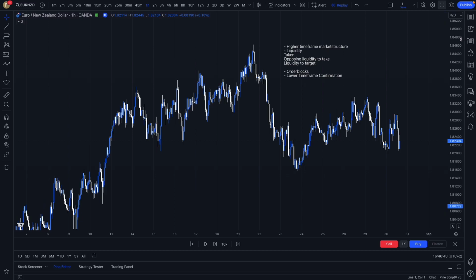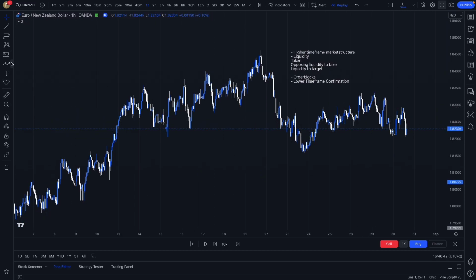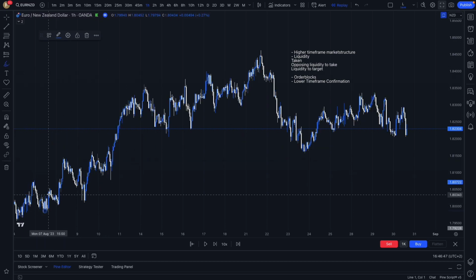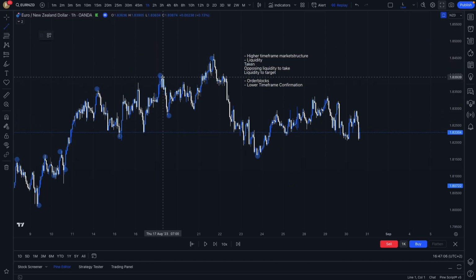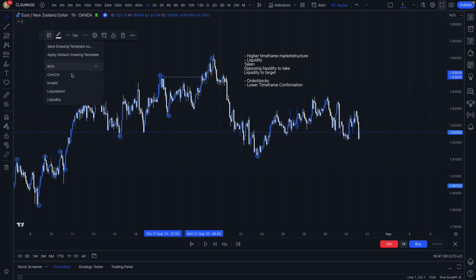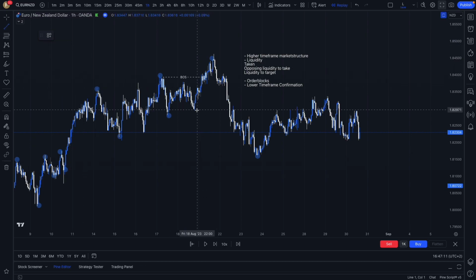So if you look at this example on Euro NZD, we can see that price right here was forming a series of higher highs, higher lows, higher highs, higher lows, higher highs, higher lows, higher high, higher low. This is liquidation, higher high, higher low, higher high, and then a lower low. So from here, price first made a break of structure to the upside, break of structure, and then from there it made a change of character.